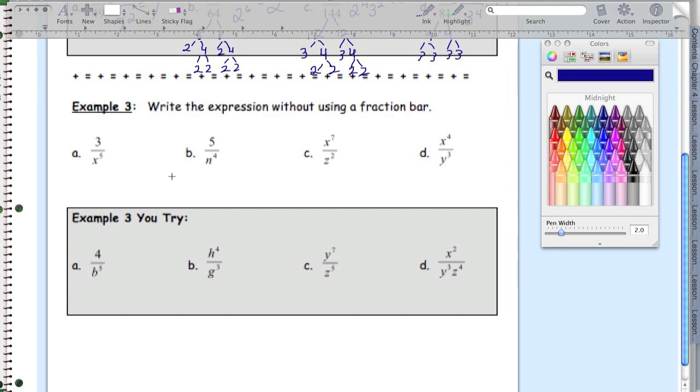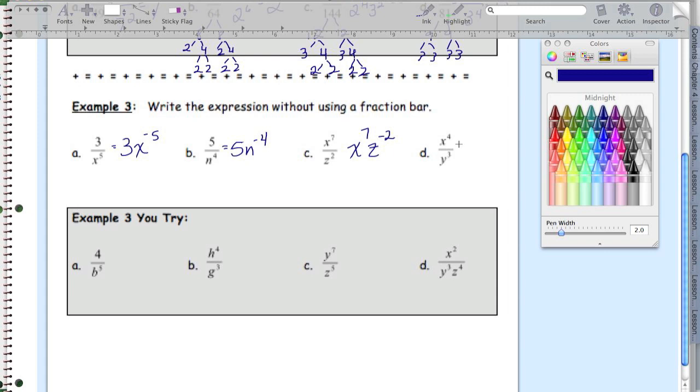Write the expression without using a fraction bar. So the numerator is going to stay where it is. The 3 stays up there. To bring this x to the 5th up, it's x to the negative 5th. Letter B, 5 stays where it's at. To bring this n to the 4th up, n to the negative 4th. Letter C, x to the 7th stays where it's at. To bring z to the 2nd up, z to the negative 2nd.